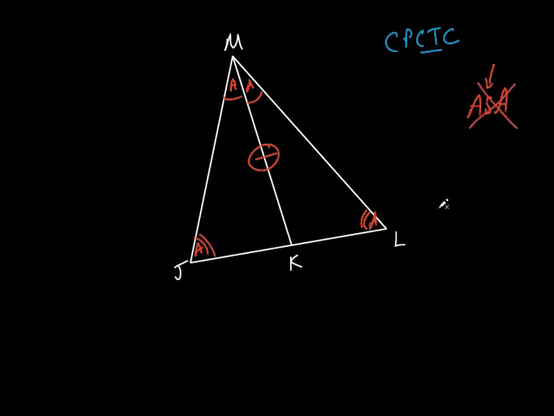I've got an angle down here. I've got an angle up here. I don't know the side in between, do I? So I can't put the side in between. And I know this one side, and it's not in between. See that? So it has to be angle, angle, side.